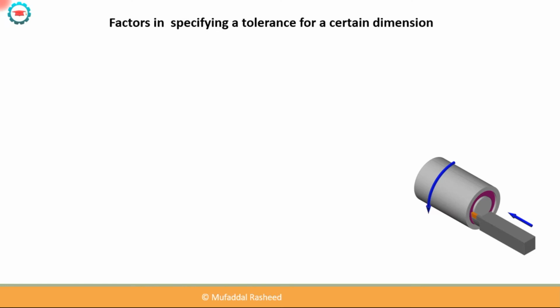Now we will have a brief look at the factors which play a role in specifying a tolerance for a certain dimension. If you are a design engineer designing parts, and you have to decide what the tolerance range would be for a certain dimension or feature, what are the factors which we need to consider? We will have a brief look at that.